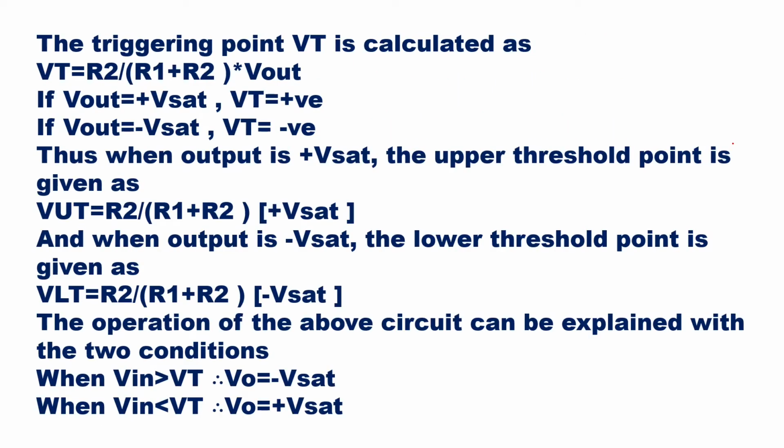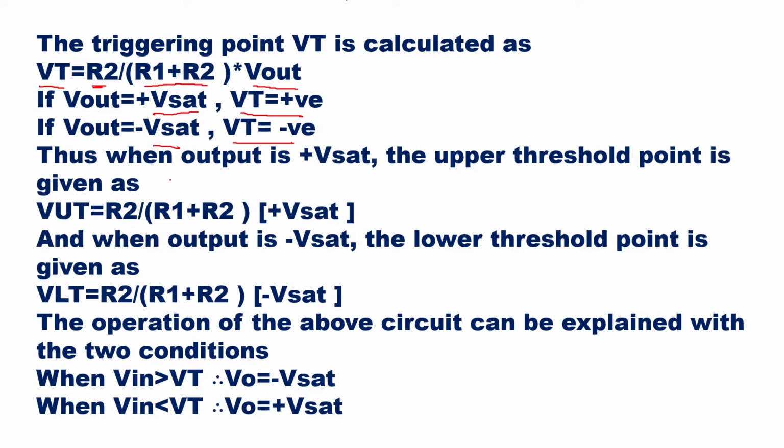Now, there is some calculation by which you can calculate the upper threshold voltage and the lower threshold voltage. The triggering point Vt should be calculated first, and Vt is equal to R2 upon R1 plus R2 multiplied by whatever V out you get. If you do this, you will get the triggering point Vt. Now if Vt is positive, then output is equal to plus Vsat. If Vt is negative, then output is equal to minus Vsat.